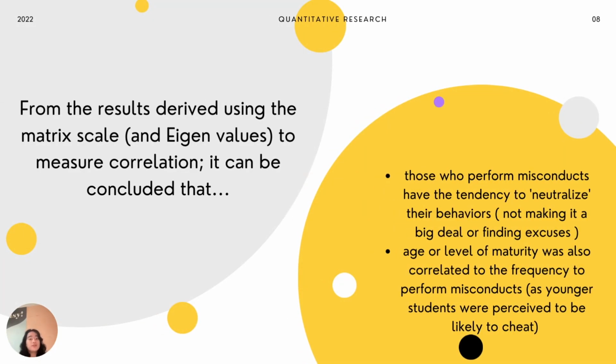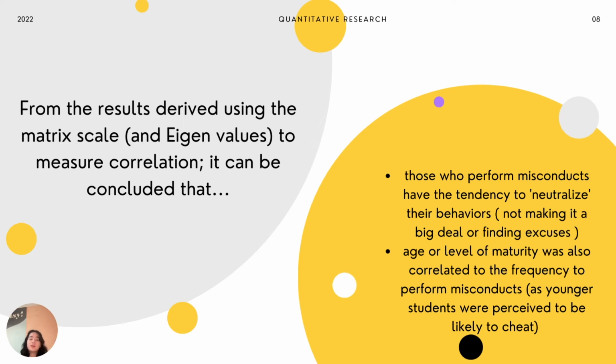So from the results derived using the matrix scale and eigenvalues, which is a special set of scales associated with a linear system of equations, in this case using the matrix equation, and also known to be a characteristic of roots and values, it can be concluded that those who perform misconduct have the tendency to neutralize their behavior.